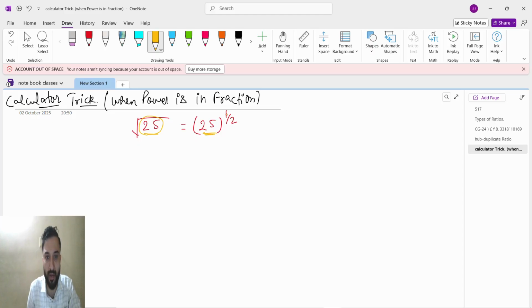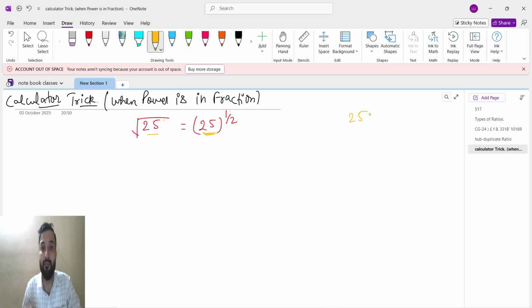Then upon the power we have to write the fraction. Fraction means numerator by denominator. So in the numerator, what will we write? In the numerator we will write whatever the power of the number is. What is the power of this 25? Nothing, right?